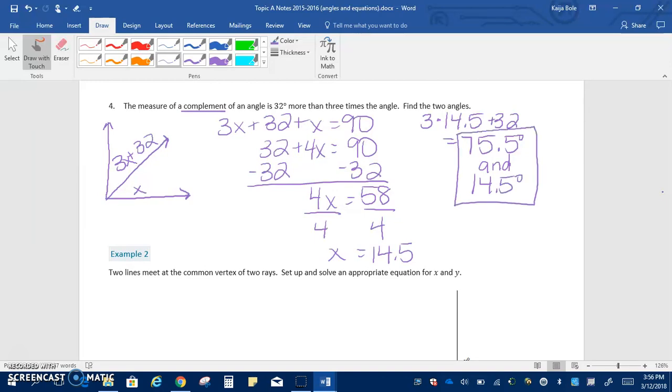Alright, so again, more problem solving now using some ratios and then complements and supplements, but that's all we're going to do for the video, and then you'll do some more practice in class.